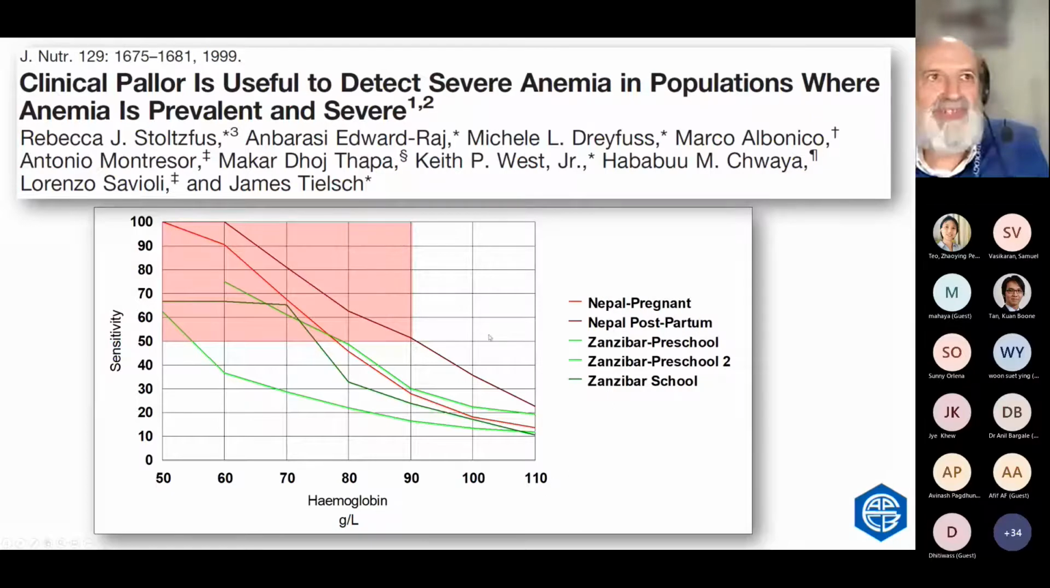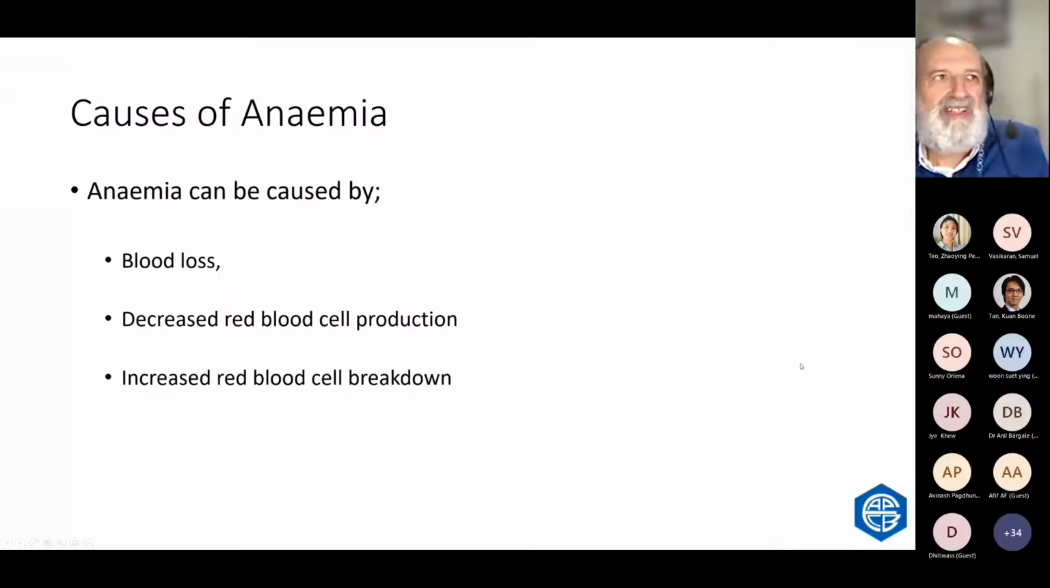That was for the pregnant women. But in children, they might have to be even lower than that, 70 or 80, before you've got a 50-50 chance to pick it up by looking at the child. So it's not something you can pick up clinically easily.